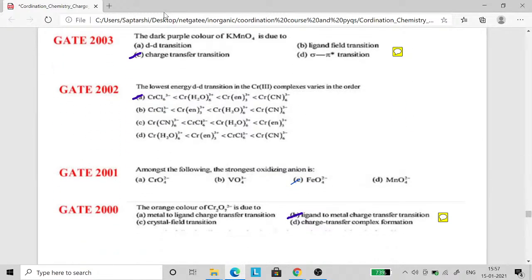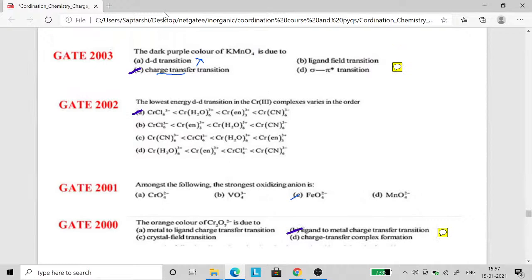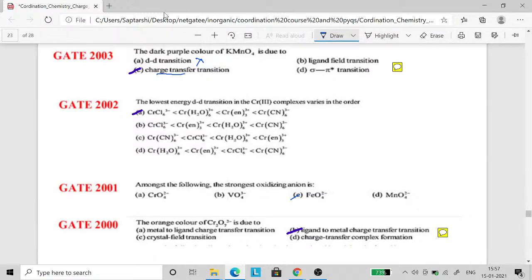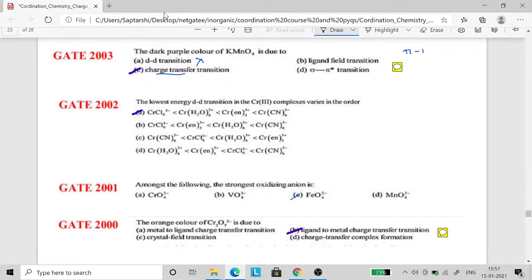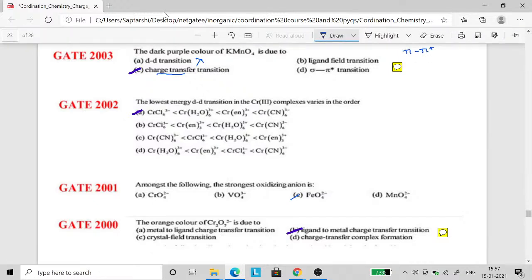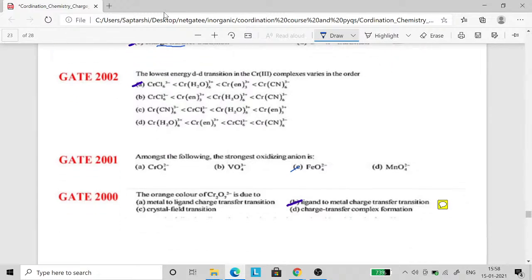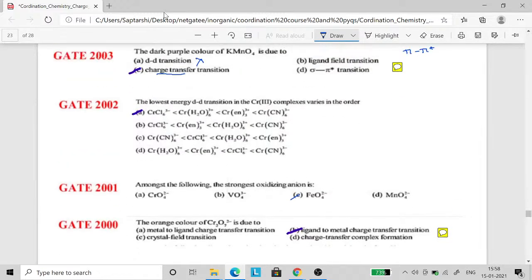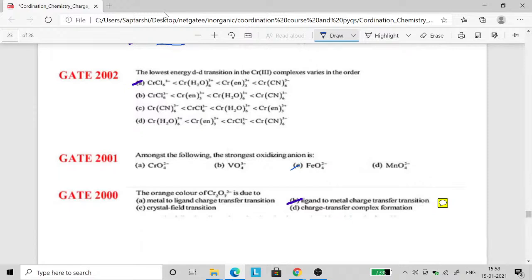The dark purple color of KMnO4 is due to charge transfer. So whenever it's dark, it has to be charge transfer, right? Not d-d transition. And these other things, ligand field transition and sigma to pi transition, we have not learned all these things. So just remember that for ruby and we actually have this pi to pi star transition. But these things we don't have, so you can just skip that. Previous year questions, like 2003, they might have asked in those times.